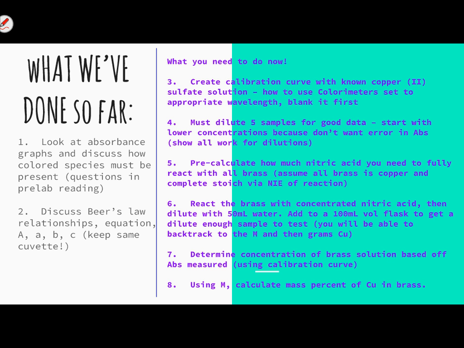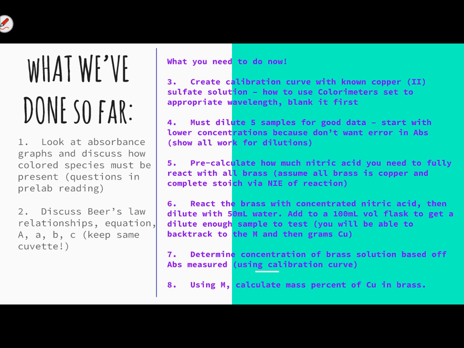You have the labs in front of you. We're going to create a calibration curve. Step 1, make sure you blank it, meaning it reads 0% absorbance. Someone's going to be diluting 5 good samples to get dilutions for your calibration curve. Someone else is going to be working on that nitric acid brass reaction to get the copper out of the brass into a solution form, because our job is to find out how much copper is in that brass sample.